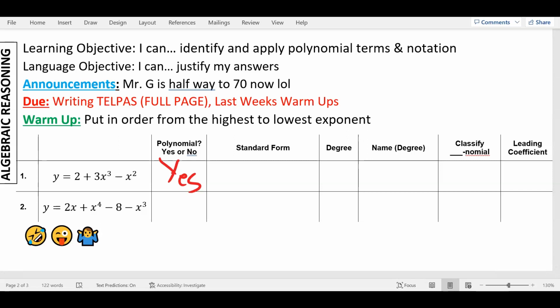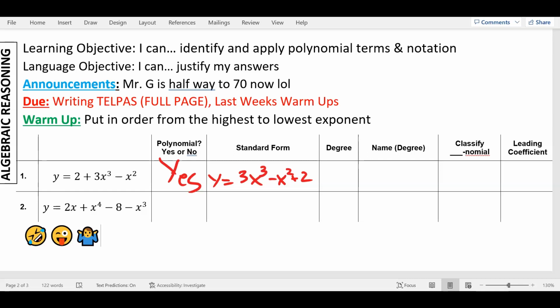the lowest power, right? Now, what's the highest power here? 3x cubed. And then the next highest power is minus x squared. And then the constant 2. So rewrite that in order. Y equals 3x cubed minus x squared plus 2. Okay? So all we did is reorder it from highest to lowest power.